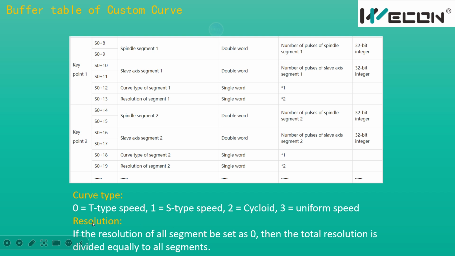and here for resolution, if we set all segments resolution as 0, then the total resolution will be delivered equally to all segments. For example, you have 5 points, and you set all points segment as 0, and the total segment's resolution is 500. So each segment will have 100 segments.